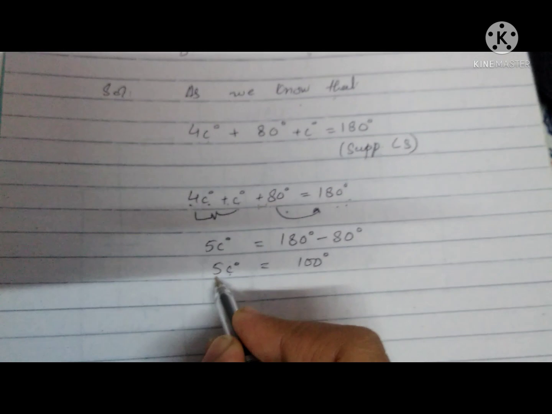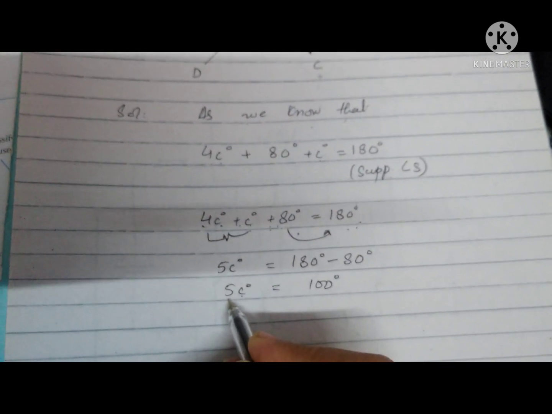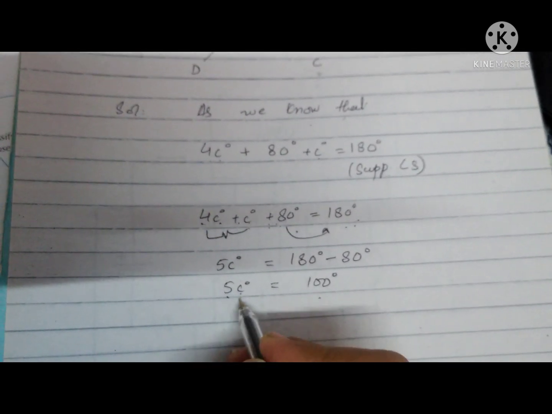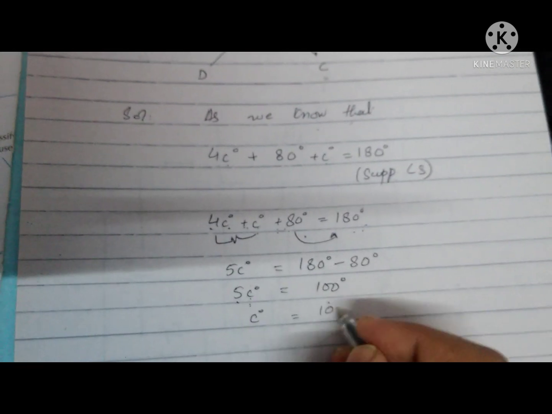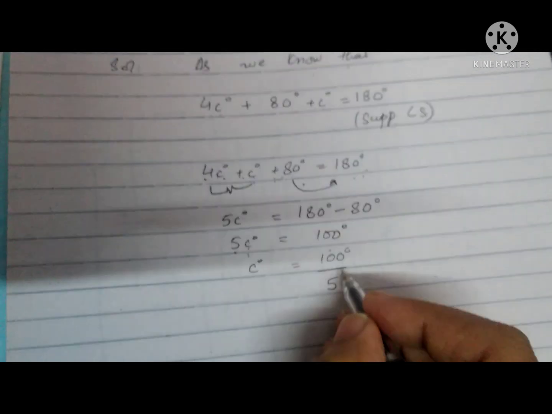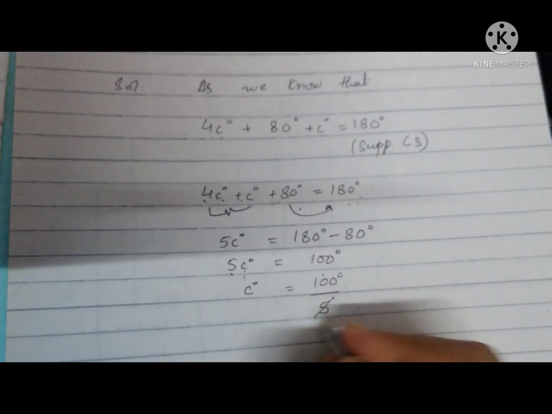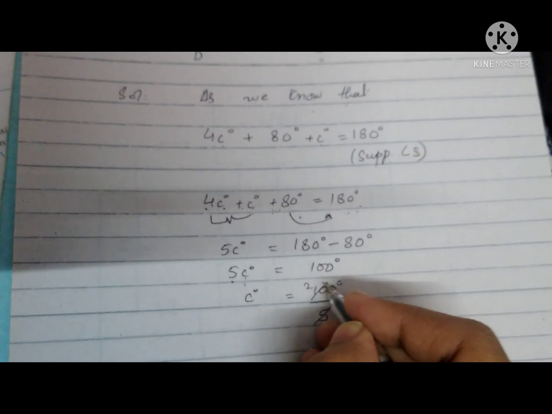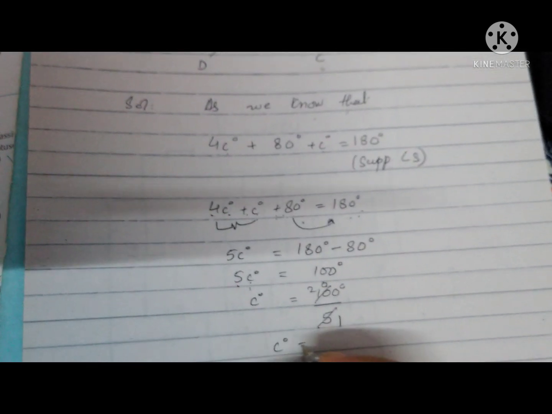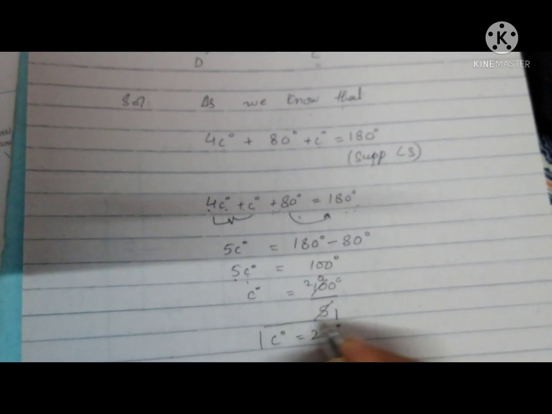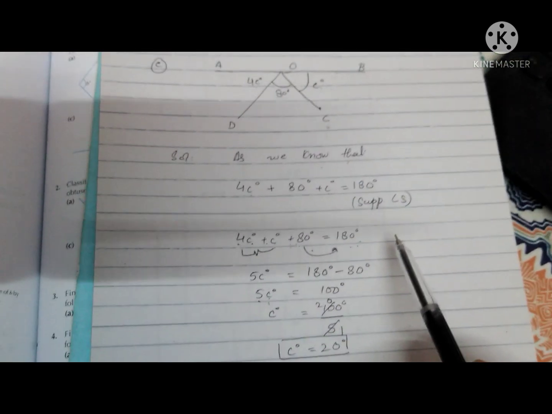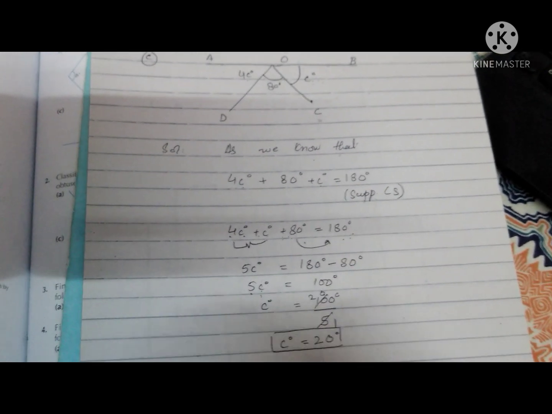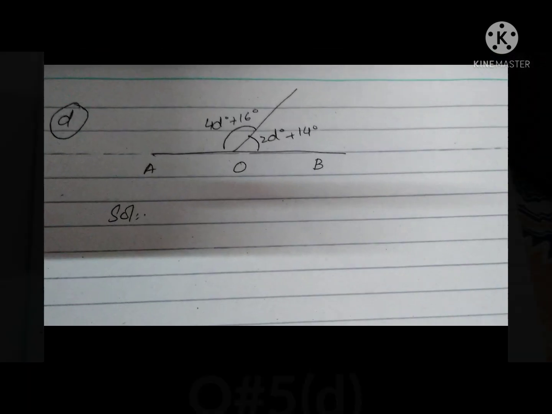As C and 5 are in multiple form with each other, when we shift to the other side of the equation, because we are finding the value of C, this 5 will be the denominator of this 100. 5 ones are 5 and 5 twos are 10 and then 20. So the value of C is 20 degree. Again, by using the property of the supplementary angle, we have found out the value of the unknown variable. C is equal to 20.